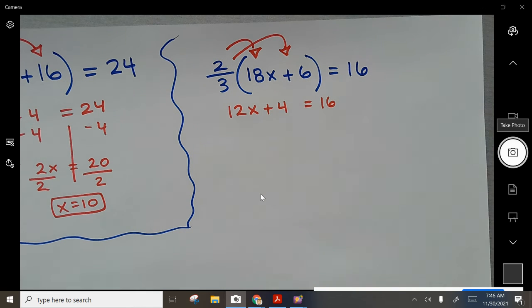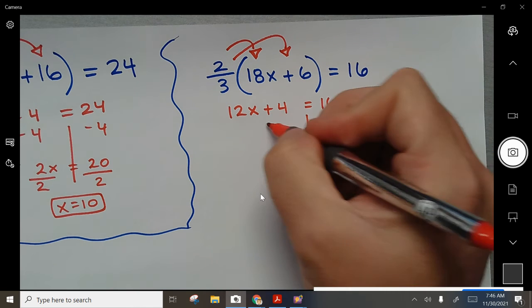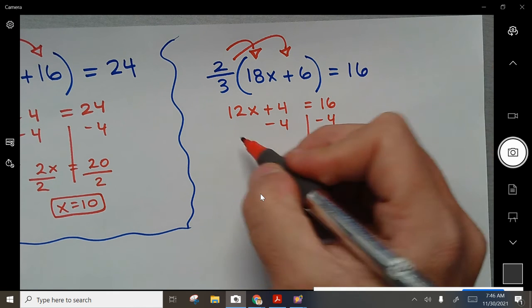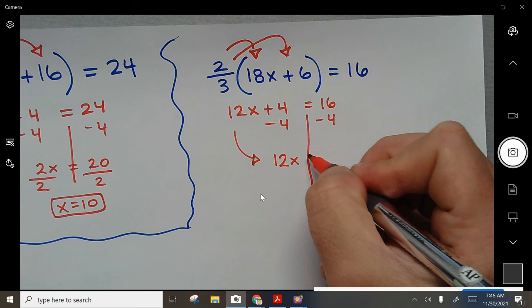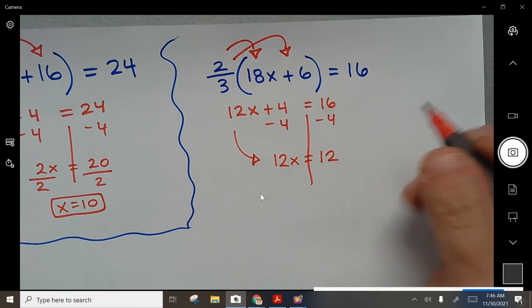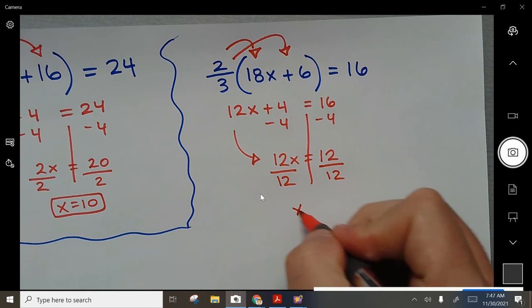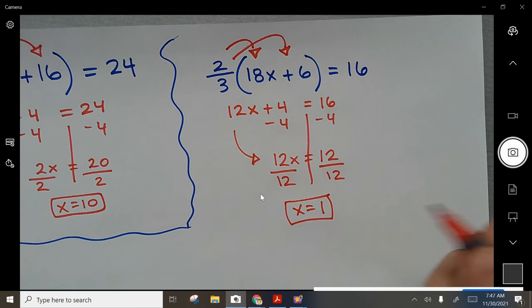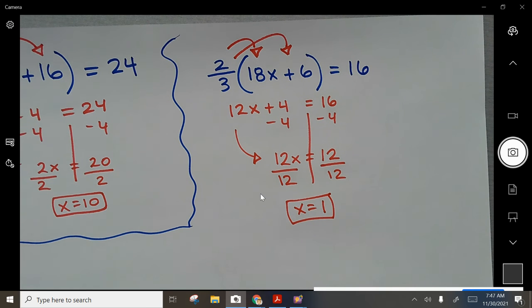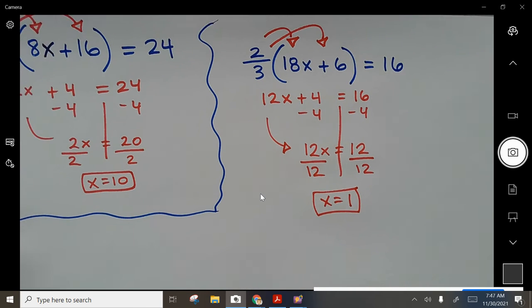All right, finish the equation. Hopefully you already did. Constants to the right. Now we want to isolate the variable. It's pretty easy to see. It's going to be 12. Or not 12, it's going to be 1. All right, cool. Now, let's keep it going.